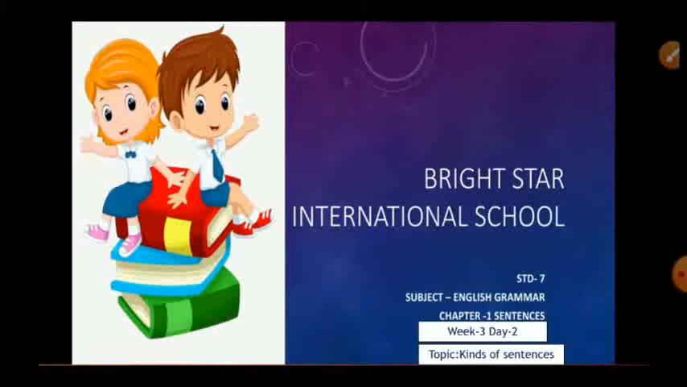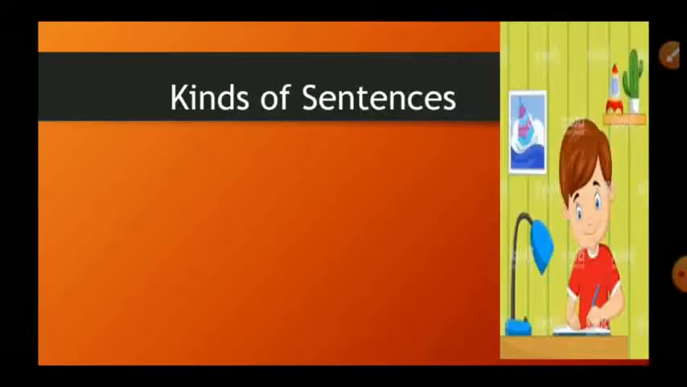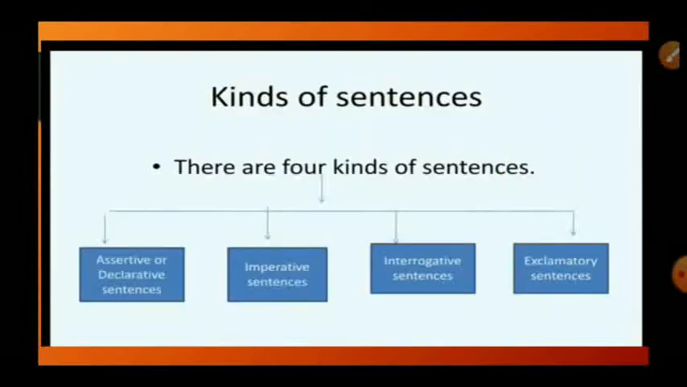Kinds of sentences of English grammar subject. In previous class we already learned about the sentences and parts of sentences, that is subject and predicate. So now today we will learn about kinds of sentences. There are 4 kinds of sentences: assertive or declarative sentence, imperative sentence, interrogative sentence, and exclamatory sentence.